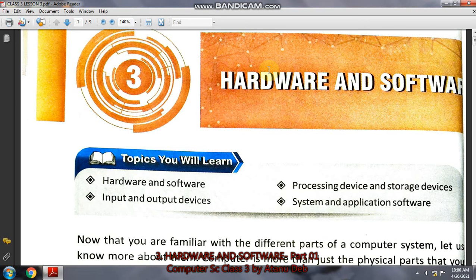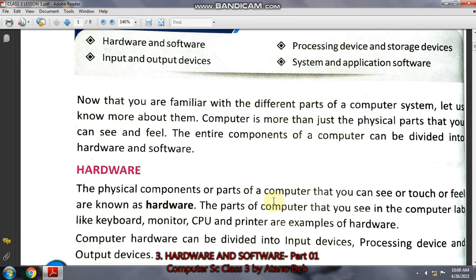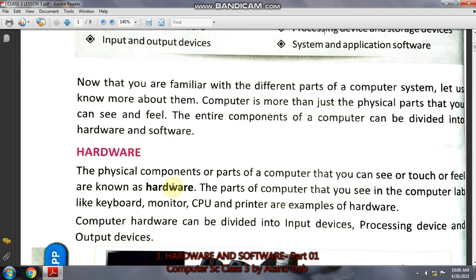So, today we are starting the third lesson, that is hardware and software. In this lesson, we'll see what is hardware and software, what are the input and output devices, processing devices, and storage devices, as well as the system software and application software. So, let us start with the first, hardware.